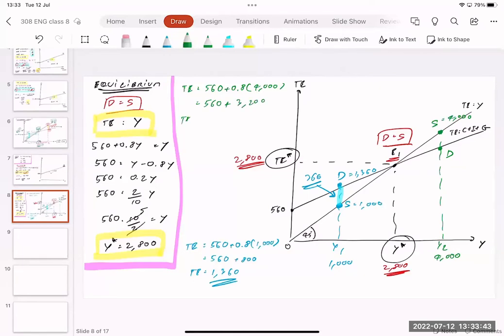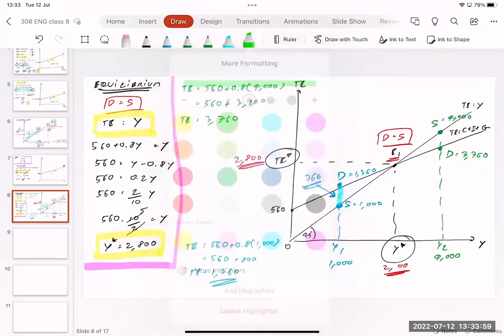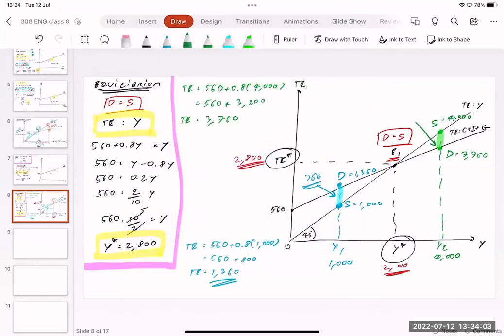So TE in this case, if Y equals 4000, TE is going to be equal to 3760. Demand equals 3760. So you know that from here, in the gap, supply is greater than demand. Excess supply equals 240.